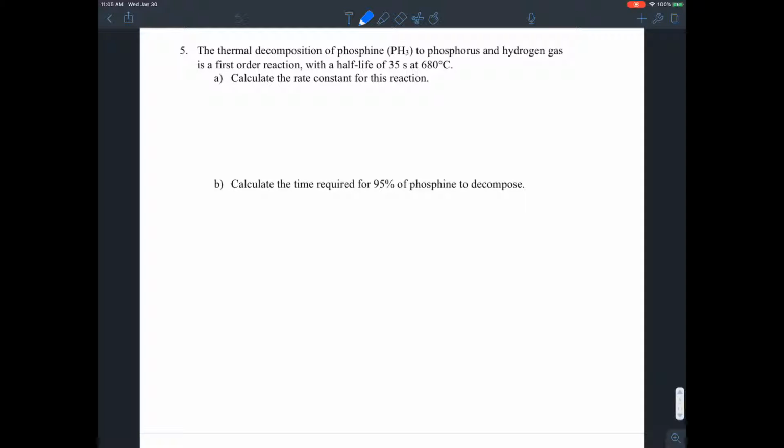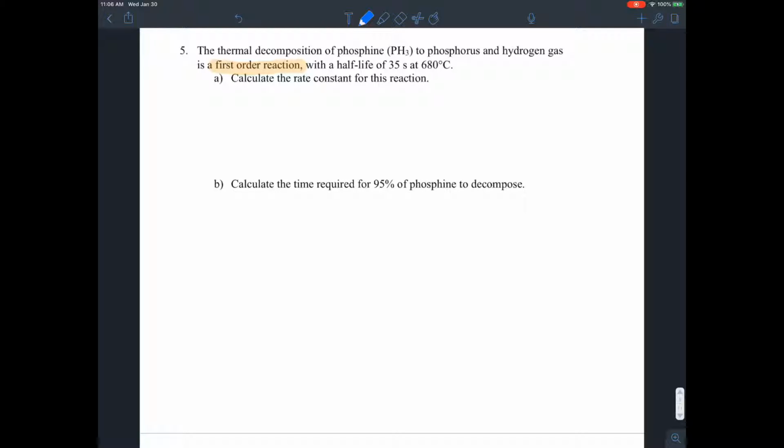The thermal decomposition of phosphine, which is PH3, to phosphorus and hydrogen gas is a first order reaction with a half-life of 35 seconds at 680 degrees Celsius. Well, when we're reading this, there's a lot of information here, but we should really focus on the important information, which is letting us know that it's a first order reaction.